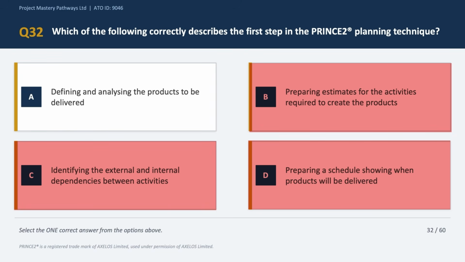PRINCE2 puts product definition first. You define what you are making before you plan how to make it, okay? And this is exactly what makes planning within PRINCE2 very, very different from activity first approaches in the project management body of knowledge or other project management frameworks, okay? So coming back to it, the correct answer to this question is option A.